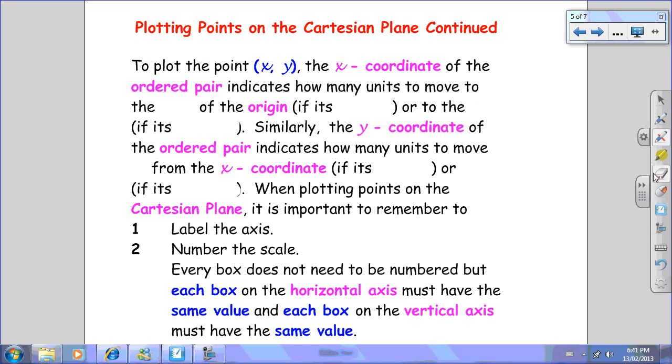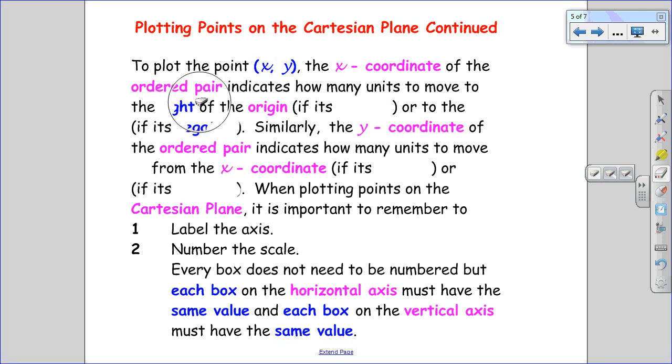Now, when we want to plot points on the Cartesian plane, we do have to follow a process. And the first thing we have to do is decide which way to move, left, right, up, or down. And we always start at the origin. So to plot the point x, y, the x-coordinate tells us how many units to move to the right if it's positive, or to the left if it's negative. And we're starting at the origin and moving left and right. Once we figure the x-coordinate out, we can use the y-coordinate to decide how many units to move up from the x-coordinate if it's positive, or down from the x-coordinate if it's negative.